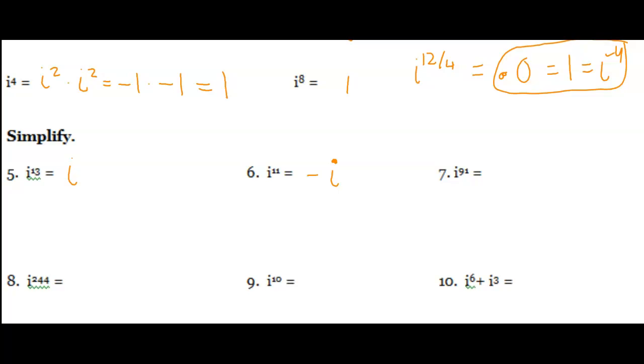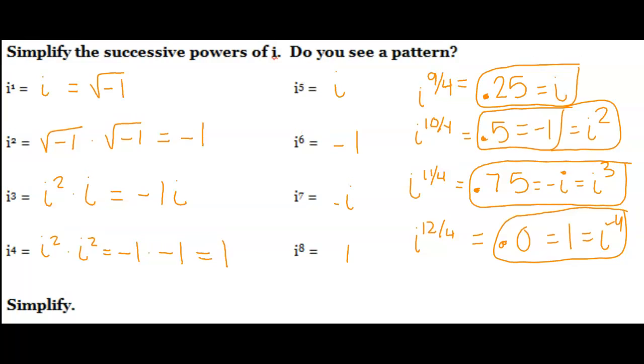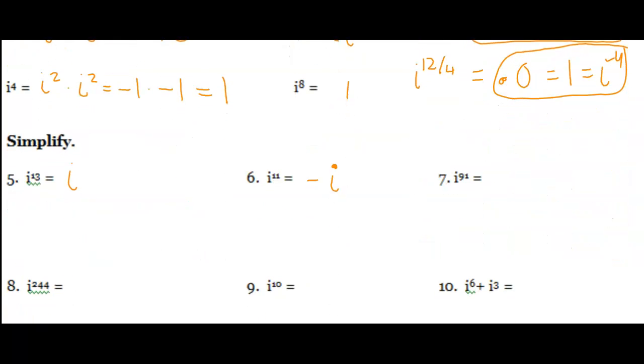Go ahead, Aaliyah, do you have it? Well, I don't want the final answer, I want the decimal to teach that concept. So 91 divided by 4, go ahead. 0.75, right? So if you get a remainder of 0.75, that means that this is equal to negative i. Wonderful.